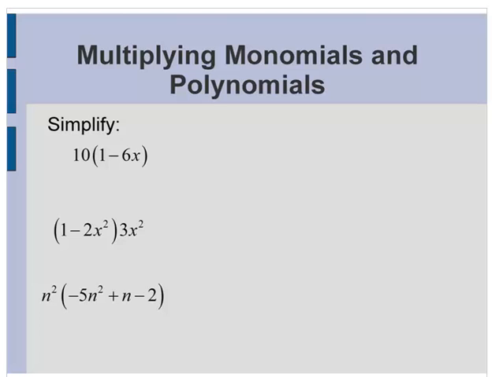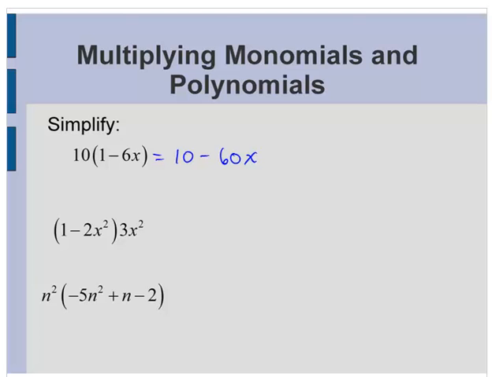So a little bit more practice. Why don't you try these three on your own as well? Now would be a good time to pause. Ten by the quantity 1 minus 6x, just applying the distributive property. 10 by 1 is 10, minus 10 by 6 is 60x. So 10 minus 60x.